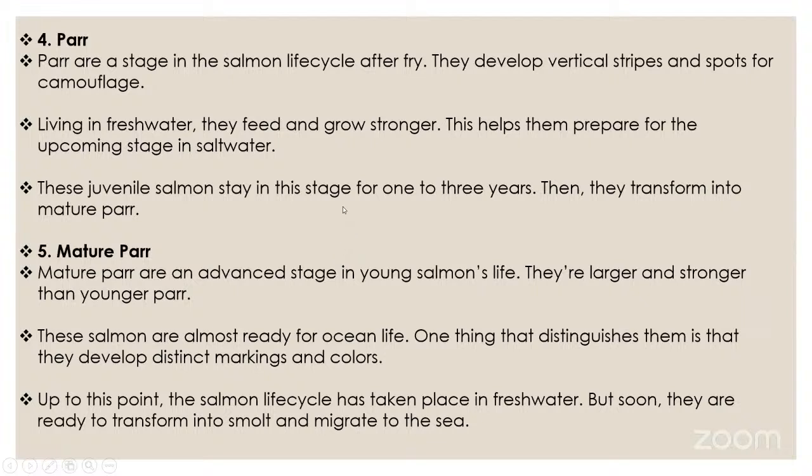Then what is the difference between parr and mature parr? The parr stage is a little delicate, where it develops stripes and spots. The important thing is that this is the juvenile stage, and it remains in the parr stage for 3 years. After 3 years, it matures into mature parr. Then, as mature parr, it develops different colors and the size increases. Then they transform into the adult.